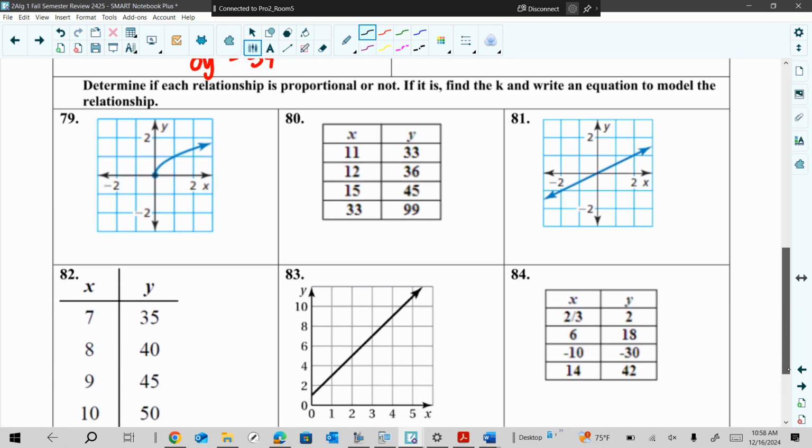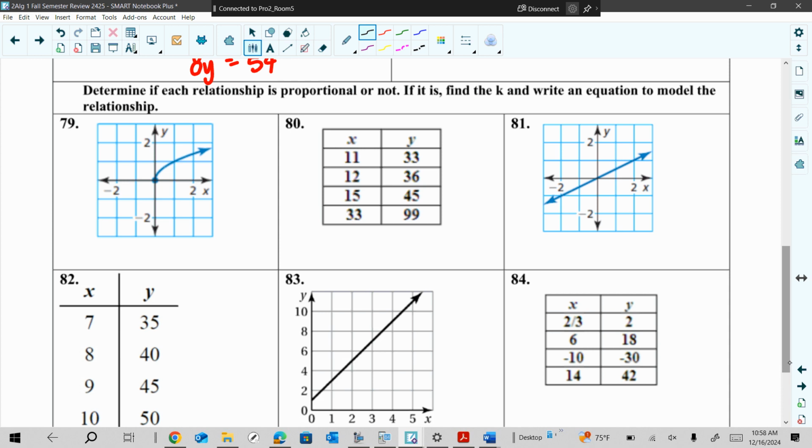All right, and the last section says determine if the relationship is proportional or not. If it is, find k and write the equation. For it to be proportional, there's no curve, it's a straight line, and it has to go through the origin. Is this graph proportional? No, it's not a straight line, exactly.